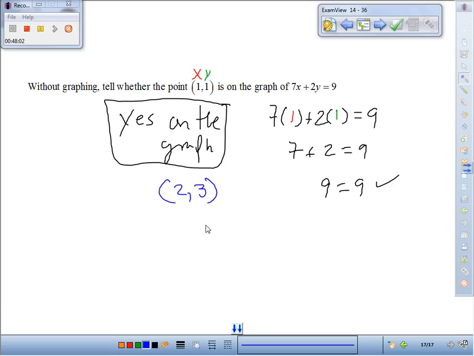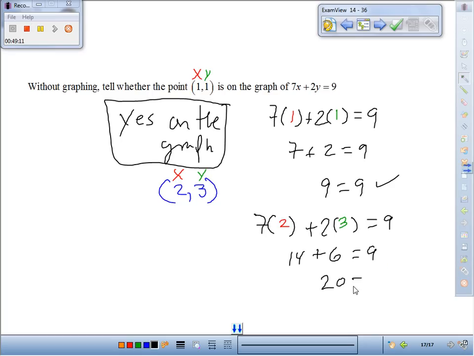Yeah, you substitute in here. Same equation. Let's see. So we rewrite the equation, 7 parentheses plus 2 parentheses equals 9. This is x. This is y. So what is x? 2. What is y? 3. Let's see. 7 times 2 is 14, plus 2 times 3 is 6. 14 plus 6 is 20. Is 20 equal to 9? No, so this one is not on graph.